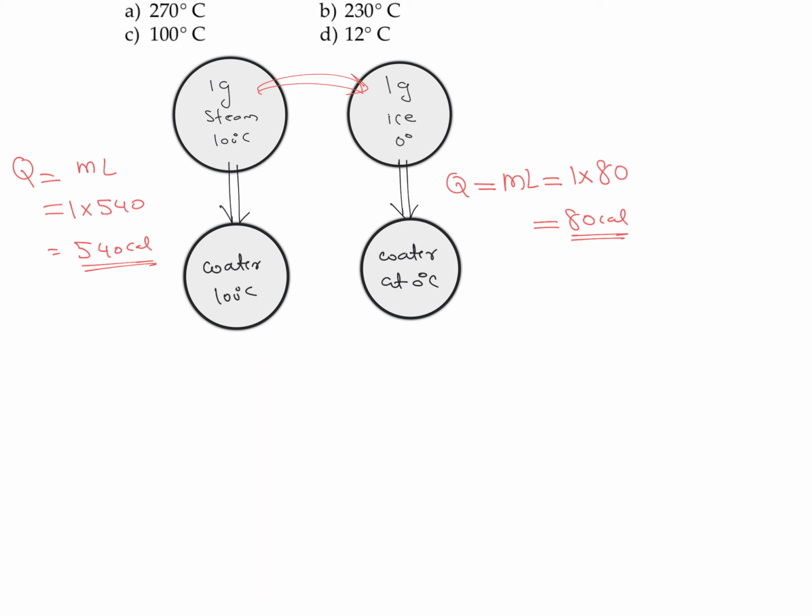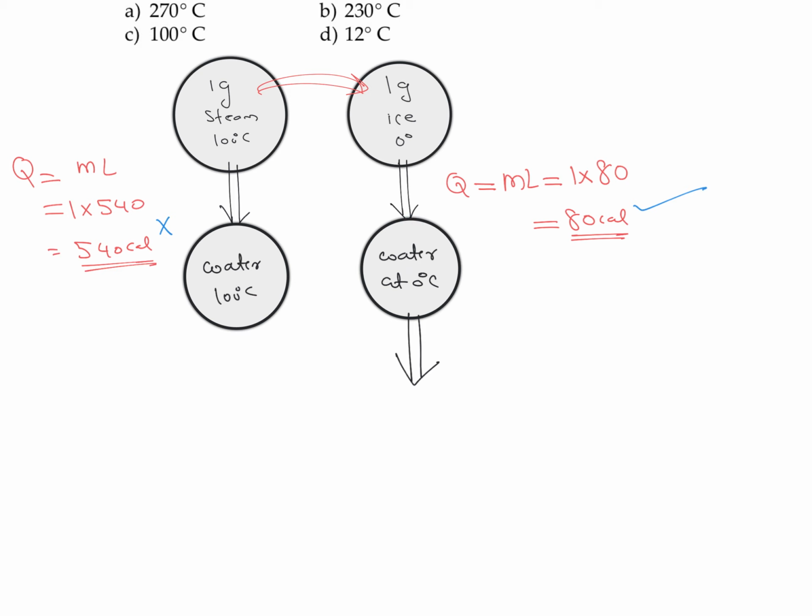Then we can observe which process is going to happen. As we are observing, for this process only 80 calorie of heat energy is required, and for this process 540 calorie of heat energy should be removed from it. So we can say that this process is going to happen, and this process is not going to happen. So we'll try to find out the next stage where the process is happening. Here we cannot continue because this process has not yet happened.